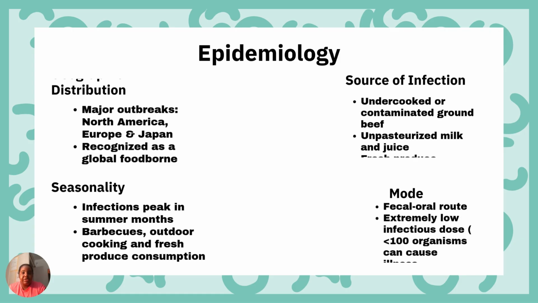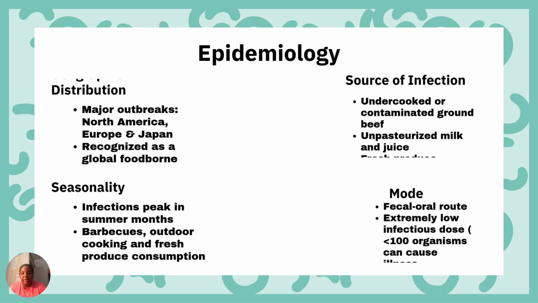The pathogen spreads through the fecal-oral route. Most people ingest the bacteria when food, water, or surfaces are contaminated with tiny amounts of fecal matter. It is important to know that there is an extremely low infection dose, fewer than 100 bacterial cells. This is enough to cause disease. This explains why outbreaks spread so quickly and affect large numbers of people. Even minimal cross-contamination during food preparation can be dangerous.